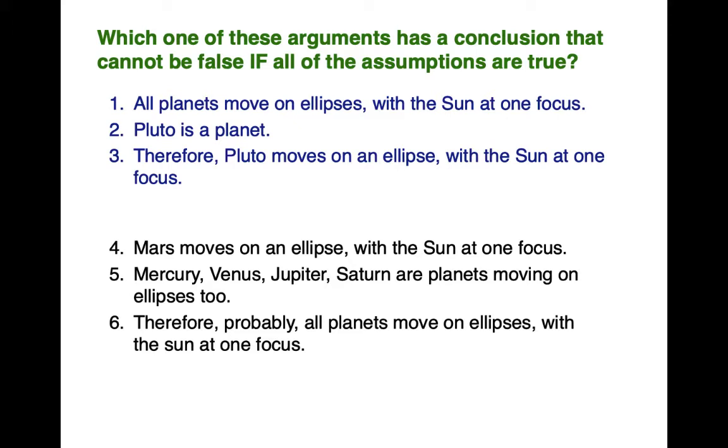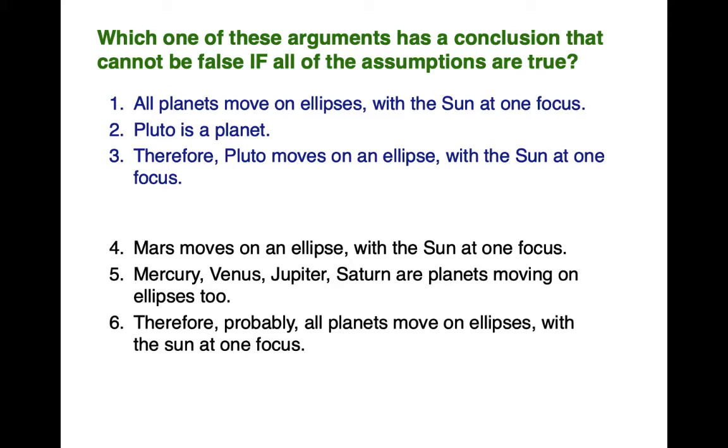Look at argument 4 through 6. Mars moves on an ellipse with the sun at one focus. Also, Mercury, Venus, Jupiter, Saturn are planets moving on ellipses too. Therefore, probably all planets move on ellipses with the sun at one focus.